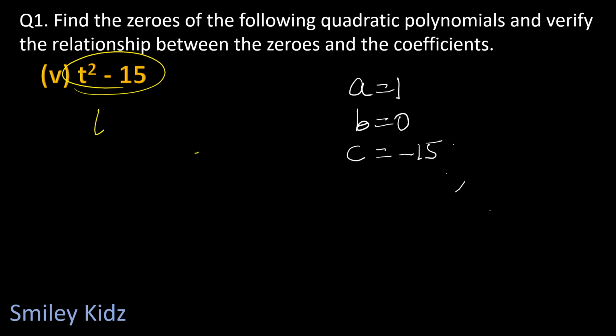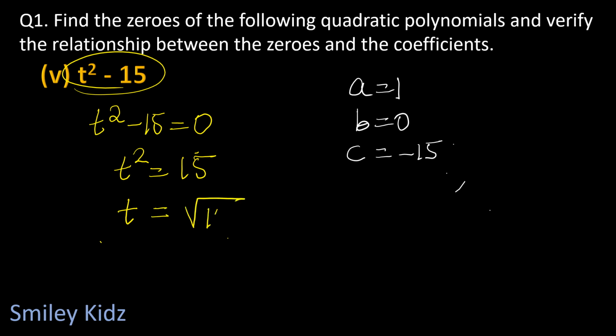So first equate this expression to 0. t square minus 15 equal to 0. Now t square will be equal to plus 15, when I send this minus 15 to the other side, it turns out to be plus 15, right? And when I send the square to the other side, it turns out to be square root of 15. And always remember, the square root can be positive or negative. So the two zeros of this particular quadratic polynomial t square minus 15 are plus root 15 and minus root 15.